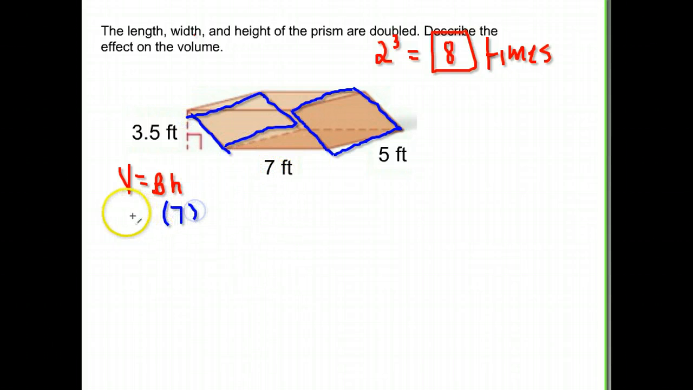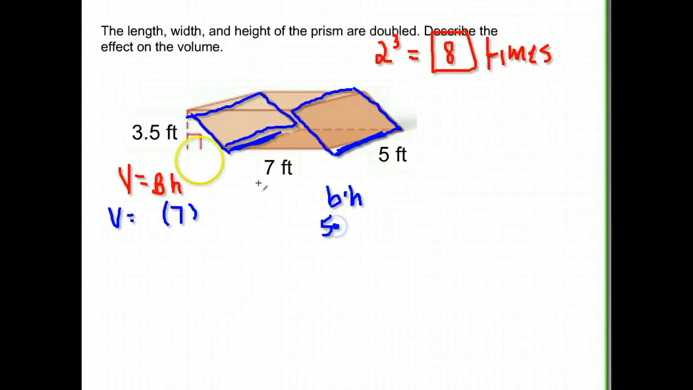We have to find the area of the base. Okay, what shape is that? That is a parallelogram, and the area of a parallelogram is equal to the base times the height. Okay, the base of the parallelogram times the height. Now, the base of the parallelogram is 5. The height is 3.5. Notice this is showing us how far it is from here to here. So the height would be 3.5. So the area of our base is 5 times 3.5, 17.5.